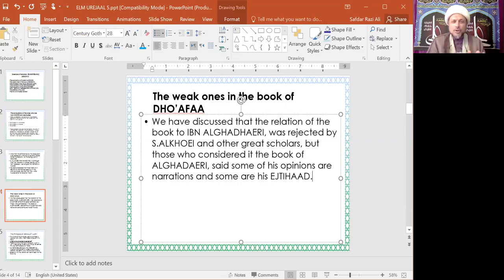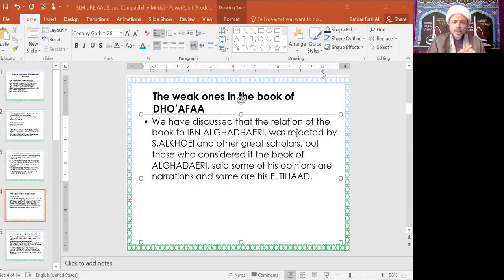So see how I applied the rule of early ones and late ones. So basically those who consider this book is of Al-Ghadairi, for them, if they find a testimony or an evaluation in the book of Al-Ghadairi, they will consider it a narration, unless Ghadairi says that it is my ijtihad.